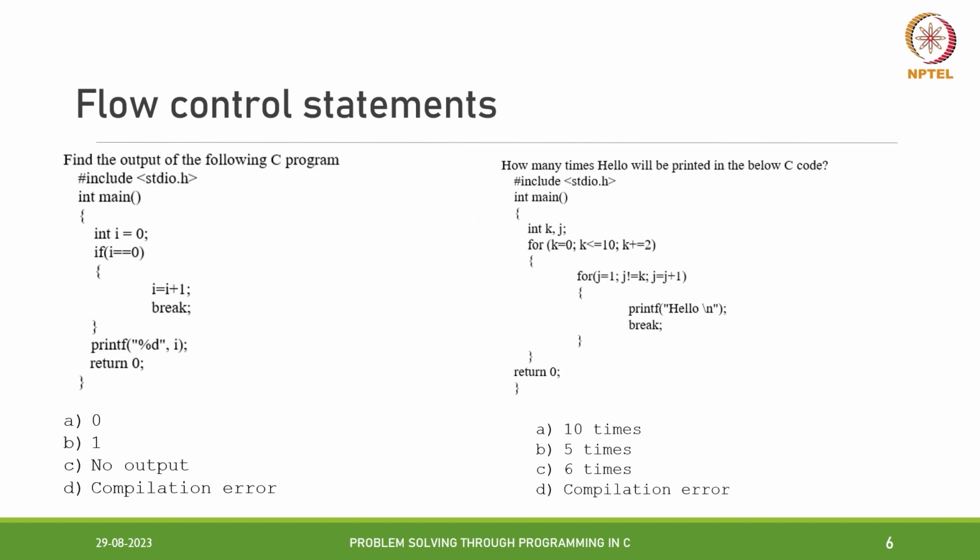Right, so let's see the next question. Here we have an integer variable I which is initialized to 0. Now you have an if statement: if I equals 0, then I equals I plus 1, and then break, and you are printing the value of I. So what will be the output of this code?